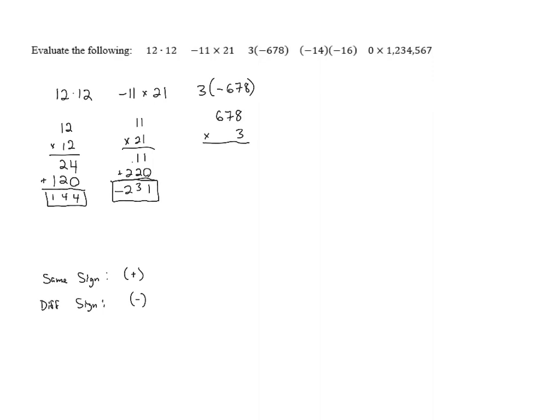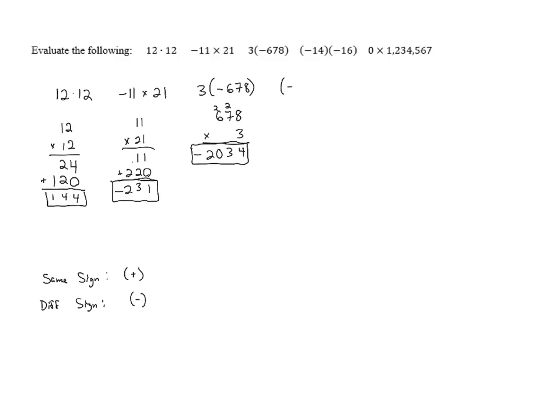Let's do the multiplication. 8 times 3 is 24. Carry the 2. 7 times 3 is 21. And when we add that 2, that gives us 23. Carrying the 2 from that 20 to the next column. 3 times 6 is 18, plus 2 gives us 20. So we have 2034. However, the numbers we were multiplying had different signs. We've got a positive times a negative, and that's going to end up giving us a negative answer. So our final answer here is going to be negative 2034.